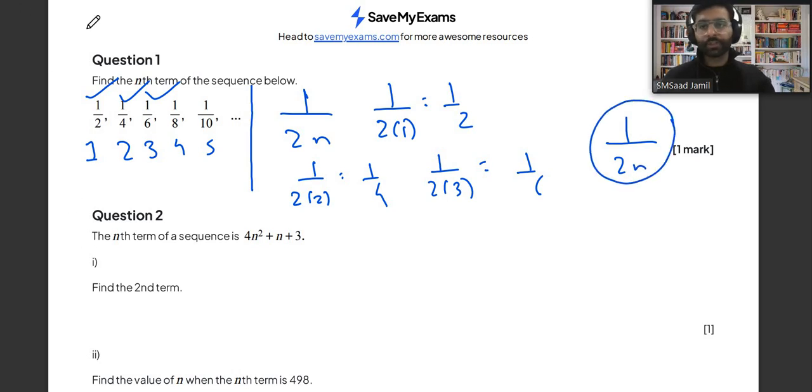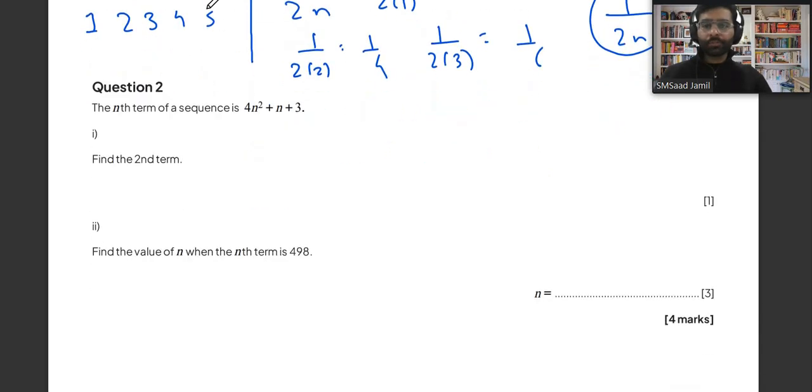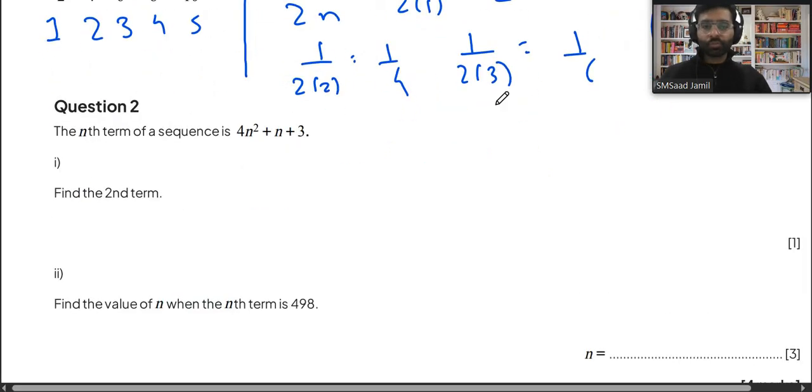Yeah. Perfect. Moving on to question number 2. It says, let me zoom it in. The nth term of a sequence is given. Find the second term. It means n is 2. In place of n, put 2, because they are asking you to find the second term. That's it.